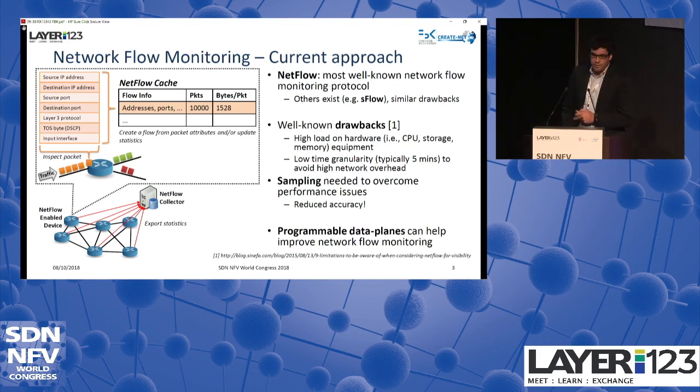What is sampling? Just taking 1 over 10, 1 over 100, and so on packets and doing this kind of operation only for those packets. Of course, this reduces accuracy, which is a problem. So here, programmable data planes come in, since they can help improve network flow monitoring performance.